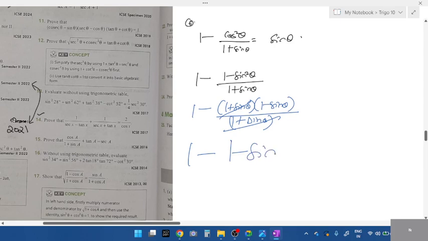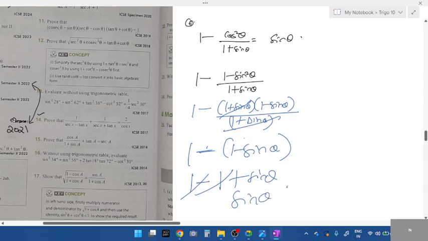1 minus sine. No, no, wrong, wrong. It's in bracket. You should write it in bracket. 1 minus, bracket is left, right? Like this. Open the bracket, what do you get? Minus into 1 is minus 1. Minus into minus is plus sine theta. Minus 1 plus 1 gets cancelled. Sine theta is equal to sine theta.